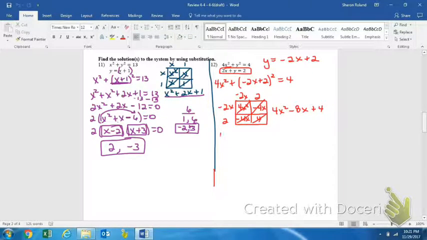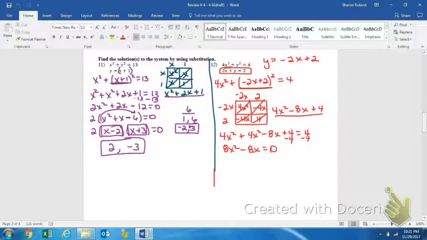So you have 4x squared. And instead of writing this, I'm going to put what it equals, plus 4x squared minus 8x plus 4 and it equals 4. Combine like terms, you have 8x squared minus 8x, and I'm going to subtract 4 from both sides, which makes it totally go away, and it equals 0.